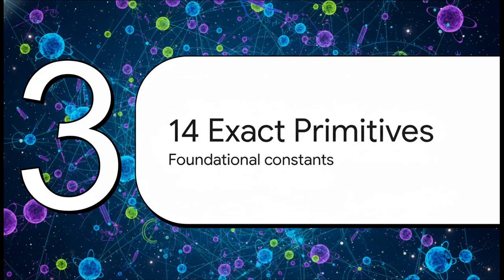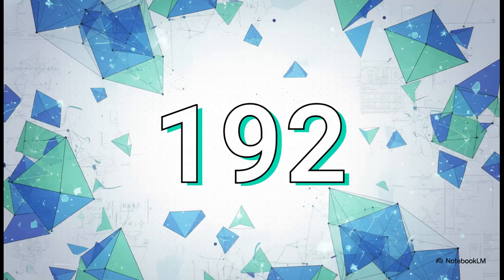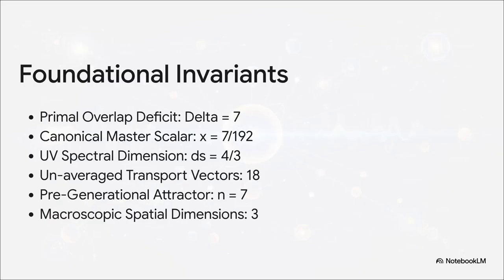Section 3. The 14 exact primitives. Let's look at the foundational structural constants of this geometry, starting with the number 192. This is the substrate state dimension. You can think of this as the absolute structural headroom, the maximum memory capacity of our underlying geometric grid. It's the baseline from which all other limits in the universe are calculated. Every single invariant we're looking at is generated purely by combinatorial geometry.